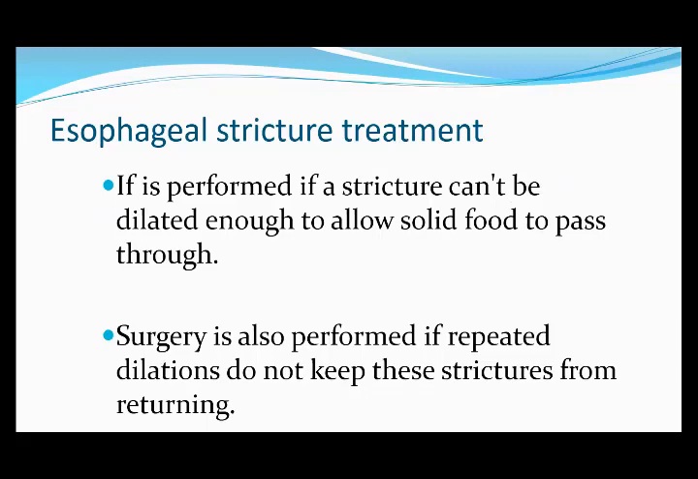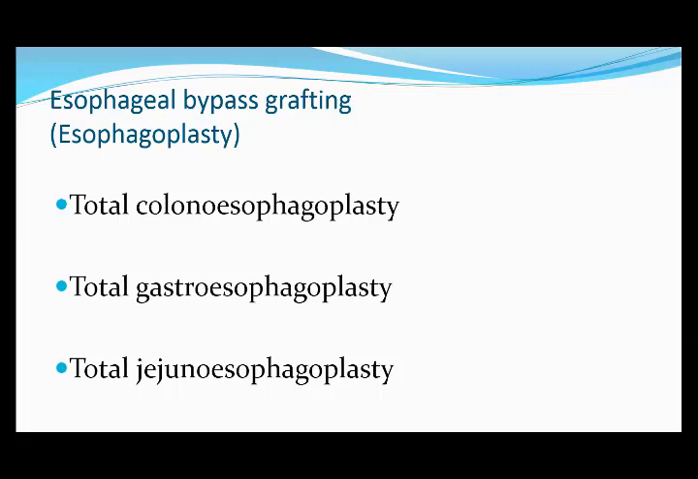Surgery is also performed if repeated dilatation does not keep these strictures from returning. For example, if the patient comes to you and we have advised dilatation repeatedly and that doesn't work, then surgery is indicated. Then esophageal bypass grafting, different procedures, is done by the surgical specialists. So achalasia, then the strictures and diffuse spasm.